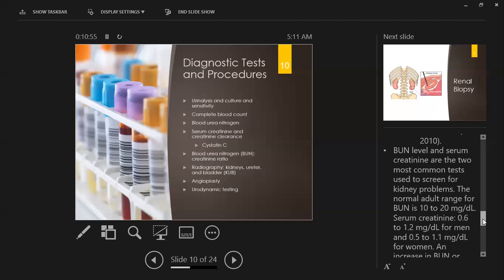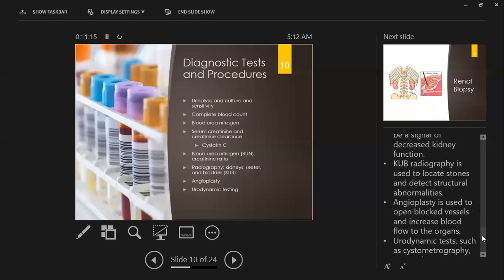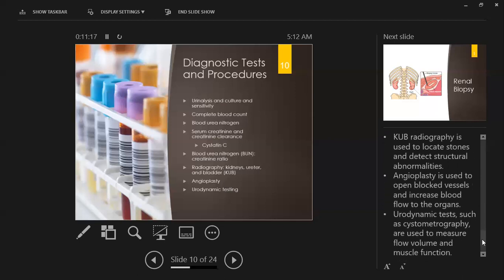BUN level and serum creatinine are the two most commonly used tests to screen for kidney problems. A normal BUN is between 10 and 20 milligrams per deciliter, and a normal serum creatinine is between 0.6 and 1.2 milligrams per deciliter for men and 0.5 to 1.1 milligrams per deciliter for women. An increase in BUN or serum creatinine can be a good signal or sign of decreased kidney function.